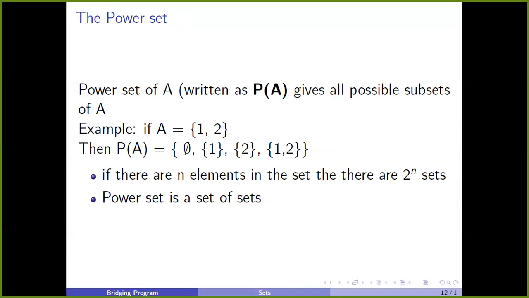Say my set A has 2 elements, 1 and 2. What are the possible subsets? Obviously, the null, empty set is a possible subset. If I just take the element 1 alone, that's one possible subset. If I take the second element alone, that's another possible subset. And if I take both the elements, that's again another subset. So all these subsets put together as a set, that is what we call the power set.